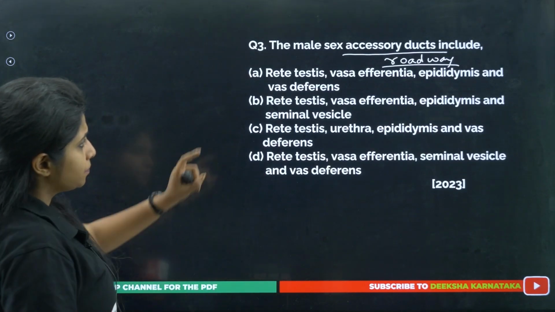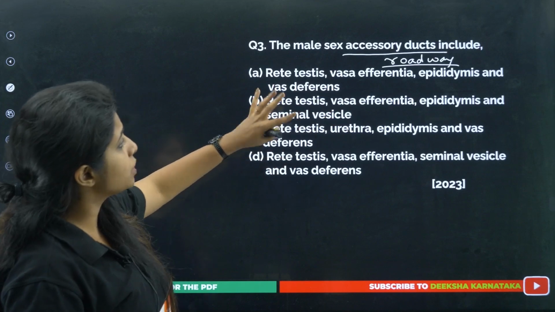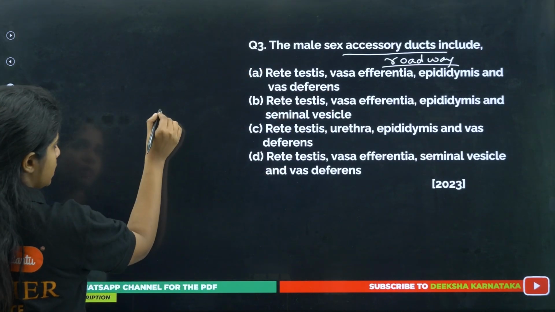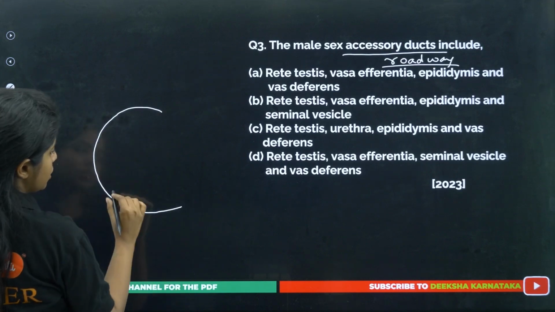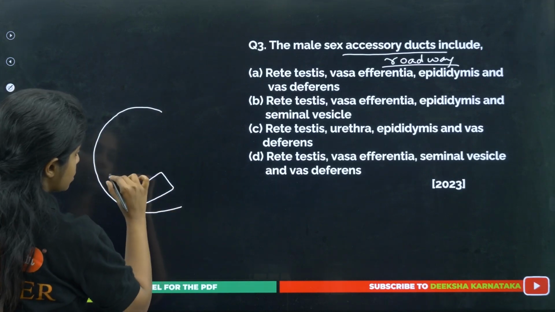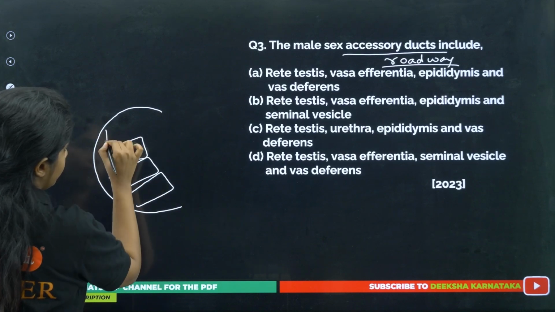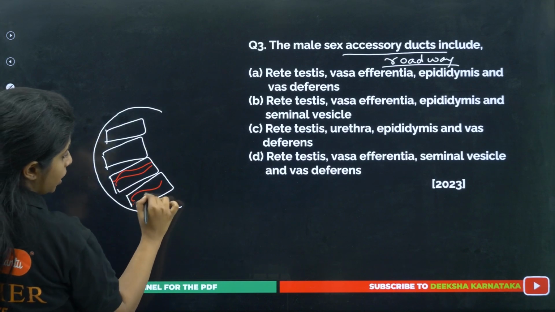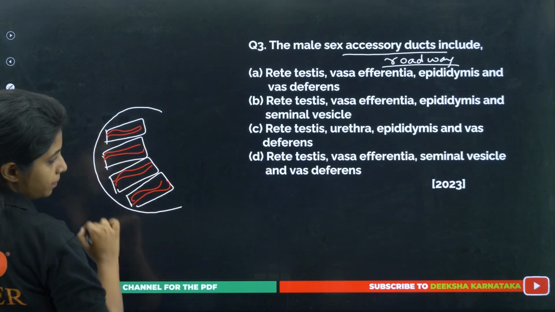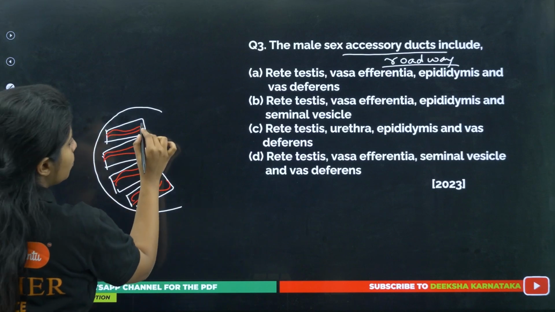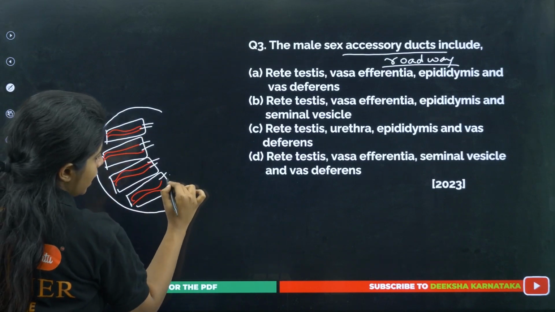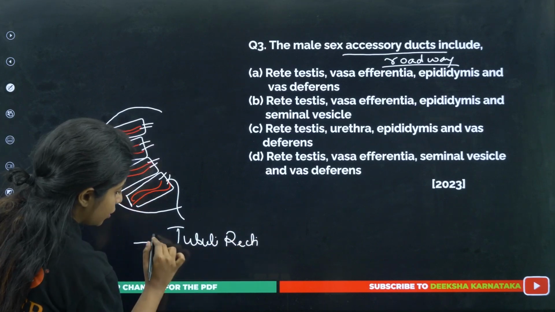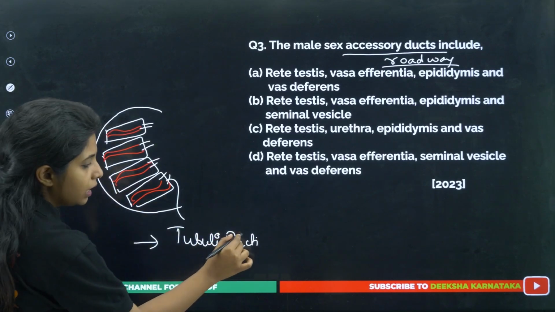Now over here you have rete testis, vasa efferentia, epididymis, vas deferens. We have to find which is the correct option. So I will tell you one very important thing. Suppose this is the testis. The testis has so many testicular lobules, and inside the testicular lobules you have seminiferous tubules. Seminiferous tubules is where the sperms are being formed. Now the seminiferous tubules will be coming out of this, and this is known as tubuli recti. This is actually the first duct to carry, but in your book it is not written, so we don't need to learn it, but just understand.